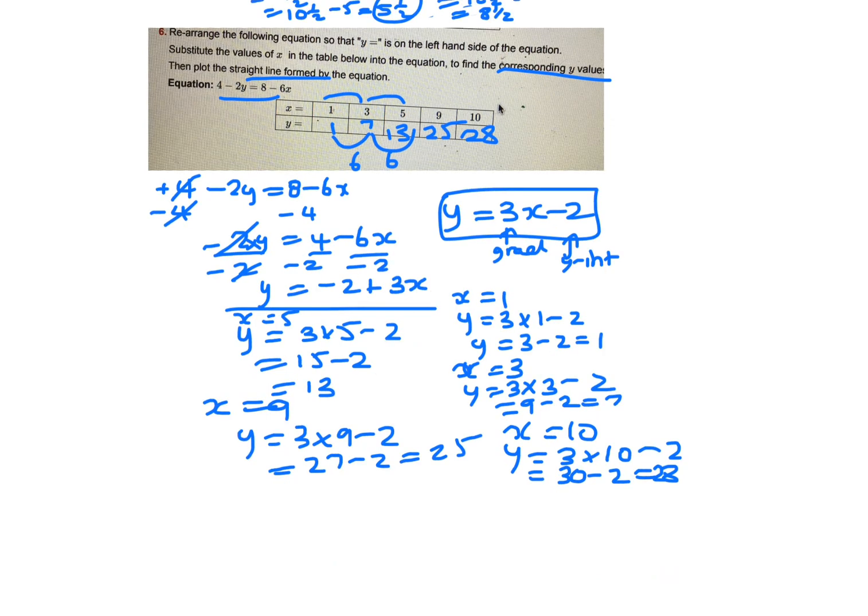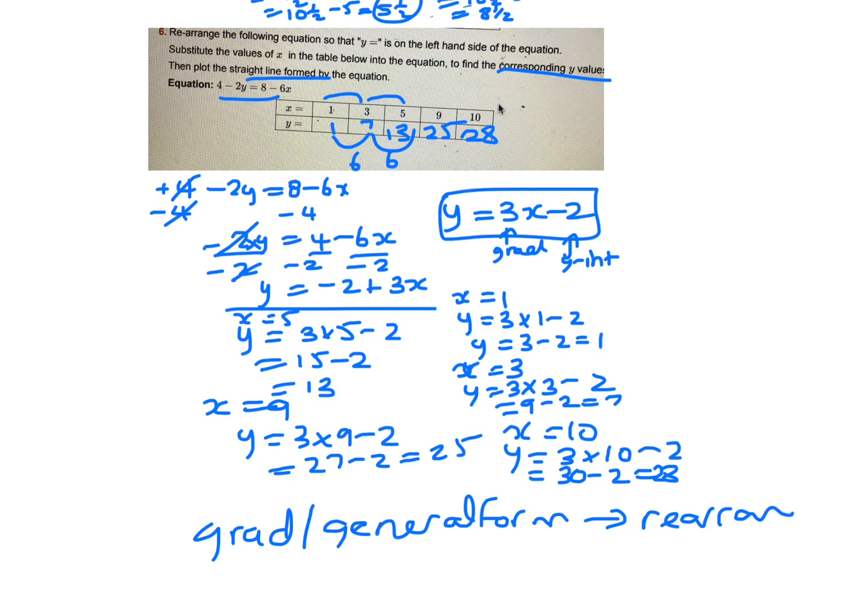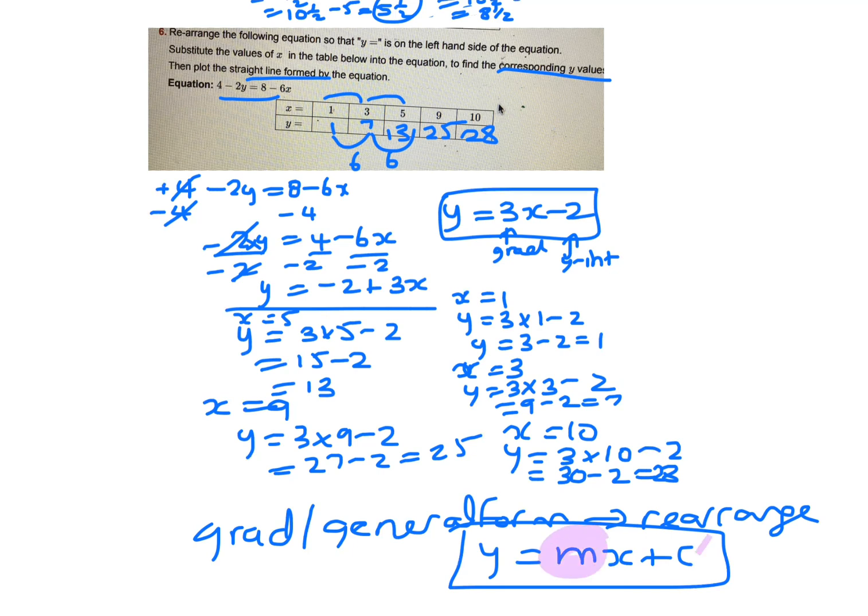So it's probably good to watch Gradient General Form, because if you watch the gradient general form, it'll give you an idea of rearranging it. So you've got it in the form of y equals mx plus c. So that's usually when you're trying to find the gradient, which is the number in front of the x, and the y-intercept, which is the c.